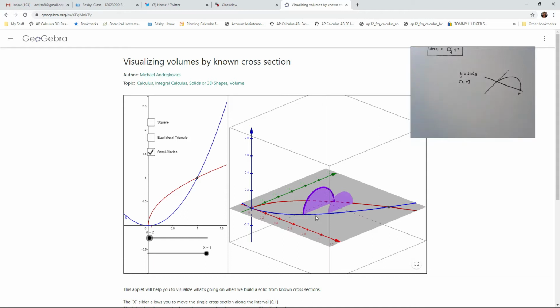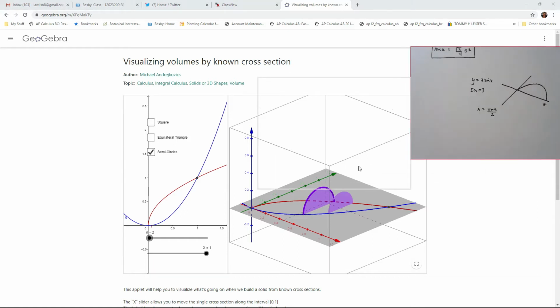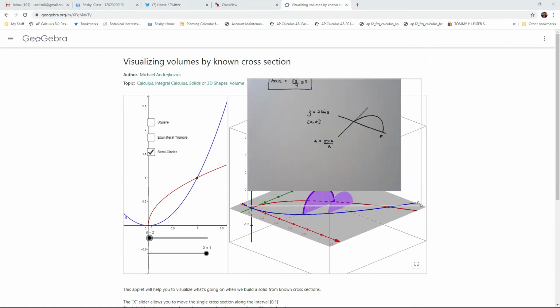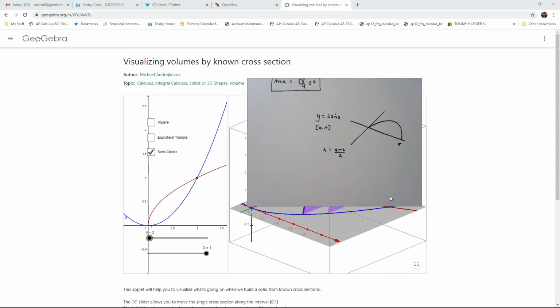What they're telling us in the book is that the cross sections perpendicular to the x-axis are semicircles. The area of a circle is pi r squared, so the area of a semicircle is pi r squared divided by 2. Let me make this bigger, that way I can see if I'm going off the page. Okay, so I have my basic geometric formula, I have my function, and I have my limits of integration.